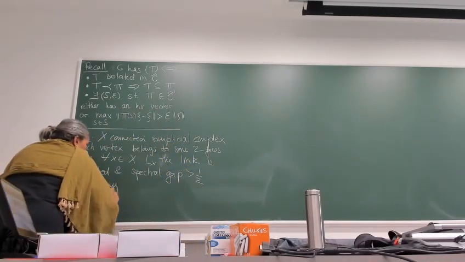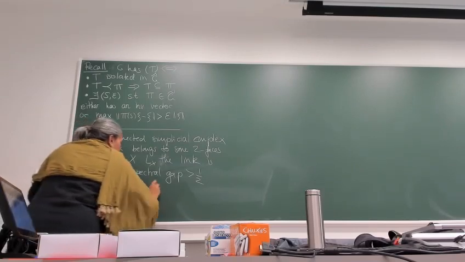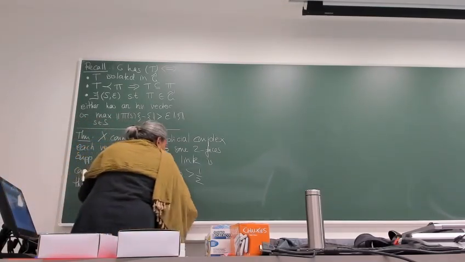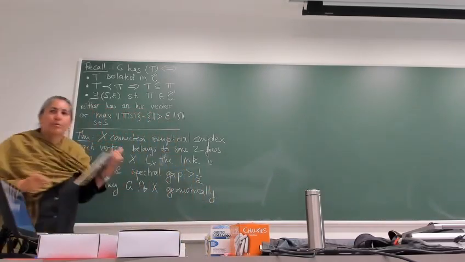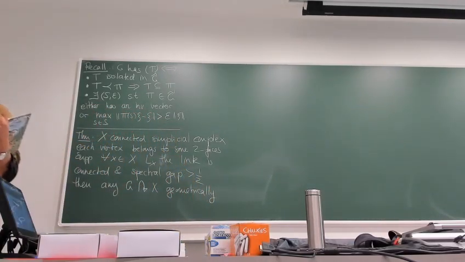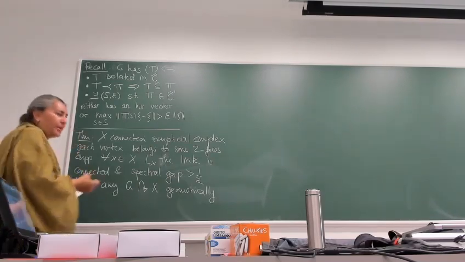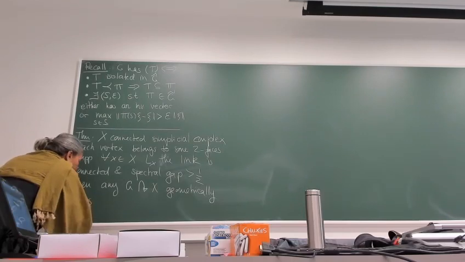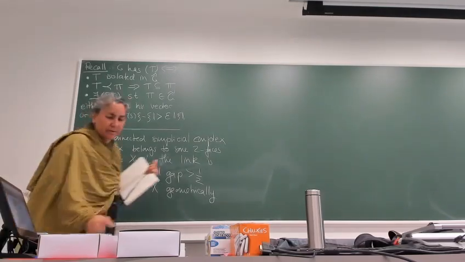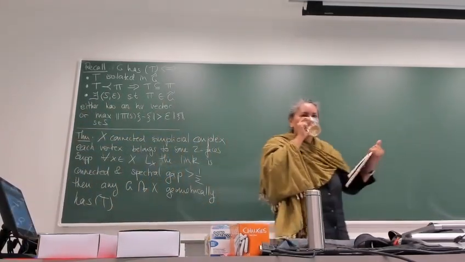Then any G acting on X geometrically, so geometrically is short for properly, co-compactly, by isometries. So not a non-uniform lattice in an algebraic group. Uniform lattices, co-compact lattices will be fine. It's going to be a geometric action. Has property T.